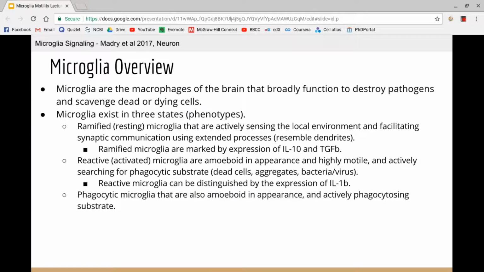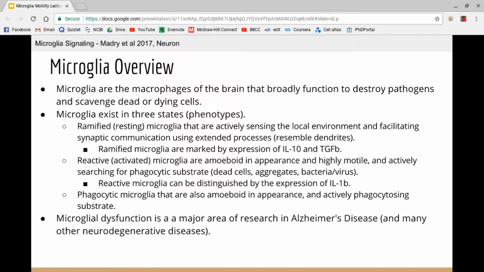And lastly, phagocytic microglia are the last class of microglia, and they are also amoeboid in appearance, but they are actively phagocytosing substrate. And often they have the corpses of dead cells inside their lumen being actively degraded in autophagosomes.